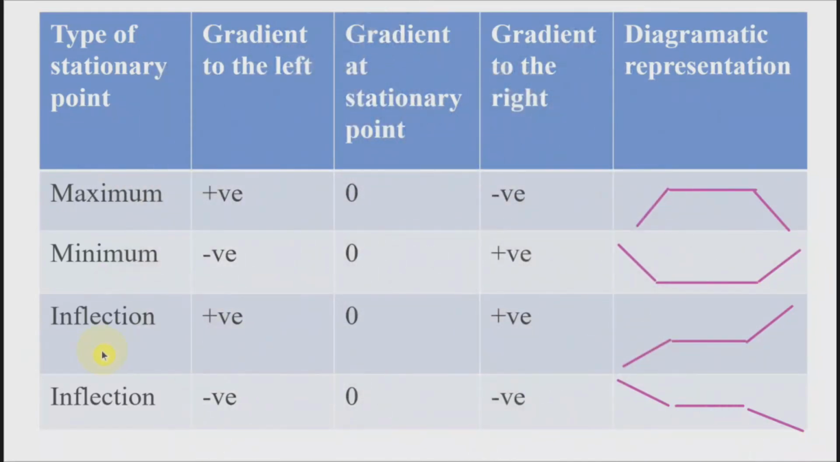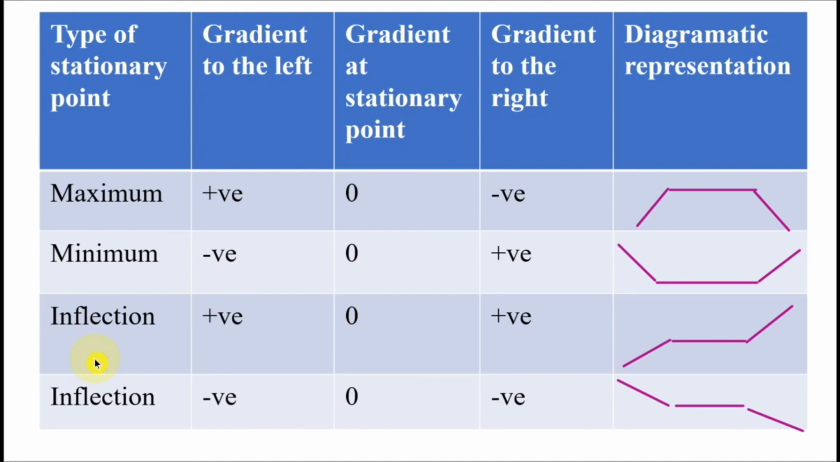Then a point of inflection is represented by 2 scenarios where the gradient moves from positive through 0 to positive, and this is the kind of curve that represents that, positive through 0 to positive, or negative through 0 to negative. And that is all about the stationary points.